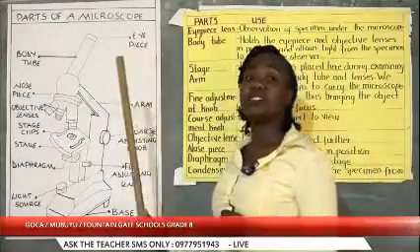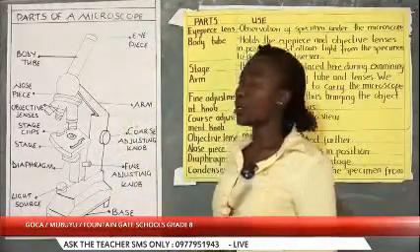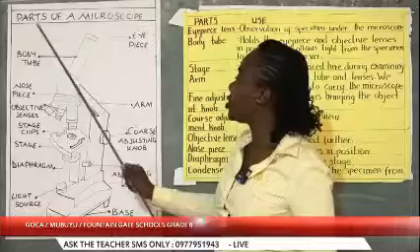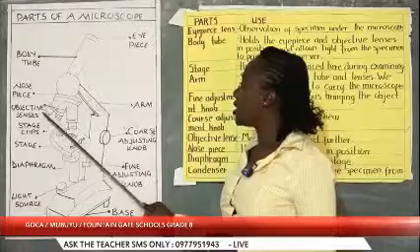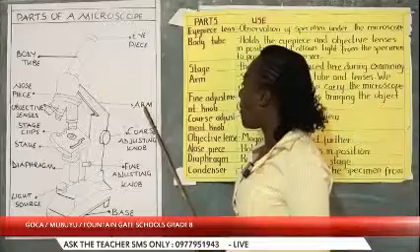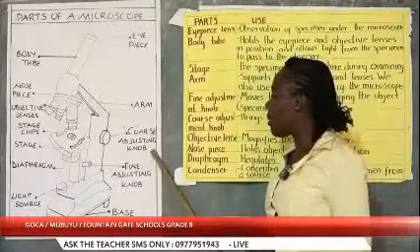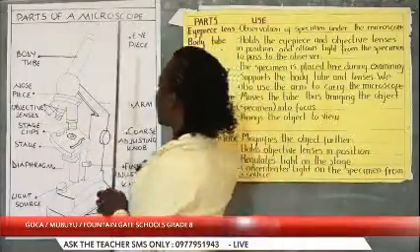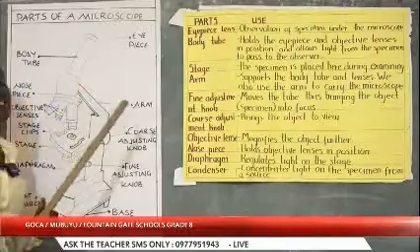This microscope has got different parts, and these different parts have got different functions. The parts that we have here are the eyepiece, the body tube, the nose piece, the objective lenses, the stage clips, the stage, the diaphragm, the light source, the arm, the coarse adjustment knob, the fine adjusting knob, and the base, which is also known as a stage. So these are the parts that are found on the microscope.